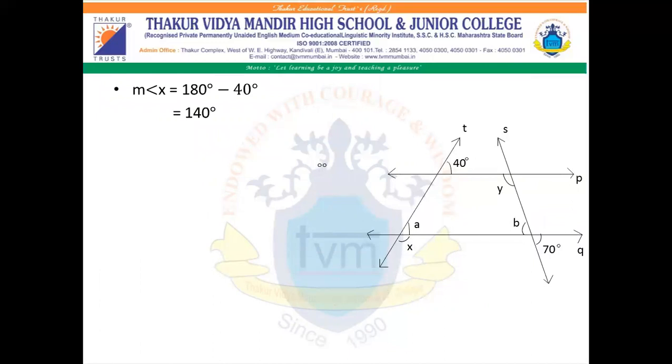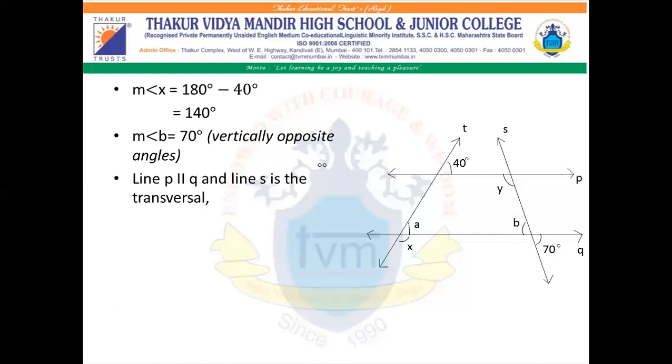Measure of angle X is equal to 180 degree minus 40 degree, that is equal to 140 degree. Measure of angle B is equal to 70 degree, vertically opposite angles. Line P is parallel to line Q and line S is the transversal.